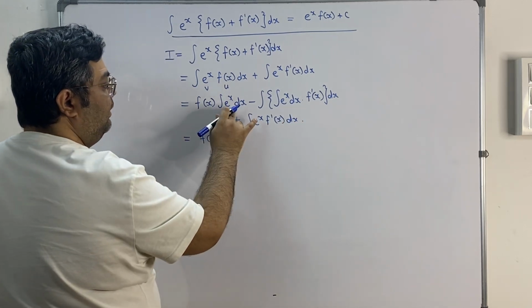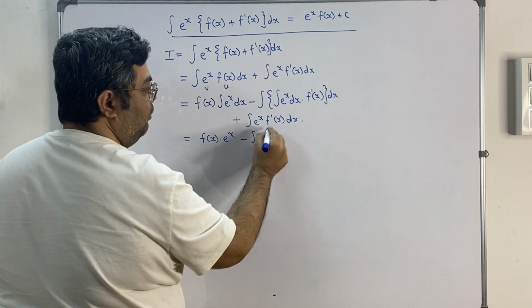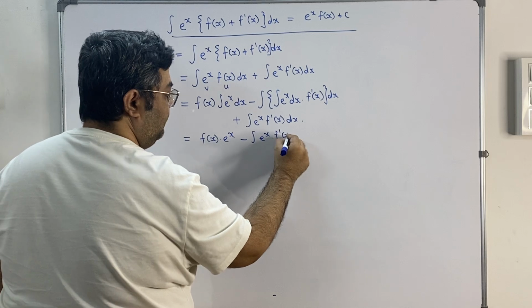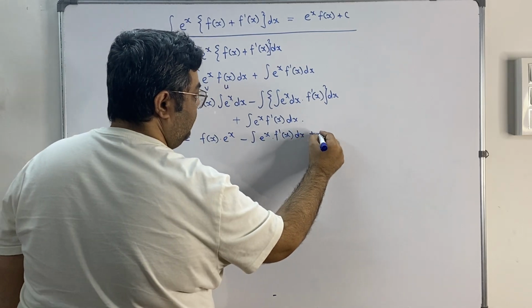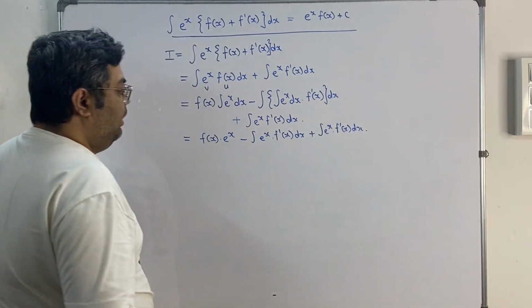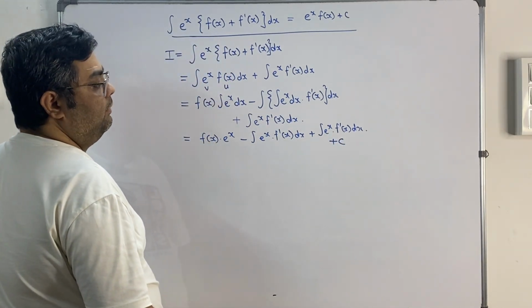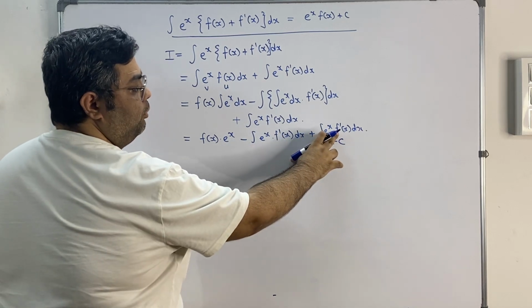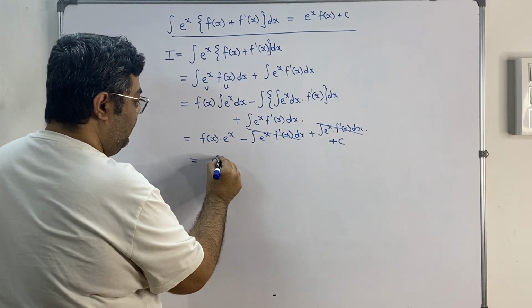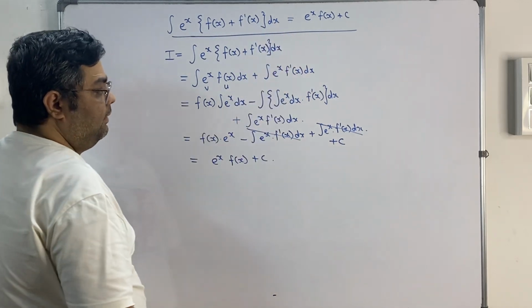Integration e raised to x is e raised to x itself, so minus integration of, again, e raised to x into f'(x) dx, plus integration e raised to x f(x) dx. Now if we observe, and obviously a plus c, this is negative, positive, same expression, we strike it off. So we are left with e raised to x f(x) plus c. This is how we obtain this result.